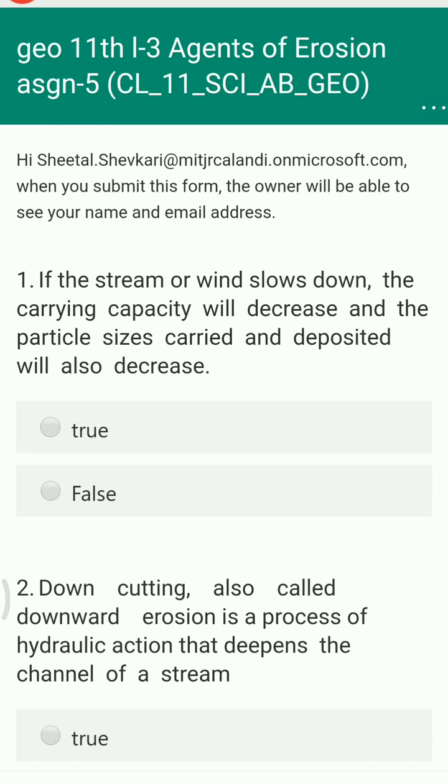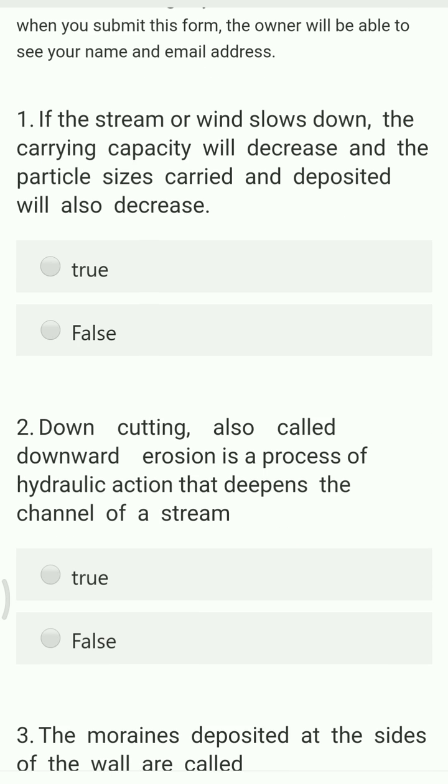Hello students, in this video we are going to study 10 MCQs which are related to lesson number 3, agents of erosion. So first question is, if the stream or wind slows down, the carrying capacity will decrease and the particle size carried and deposited will also decrease.